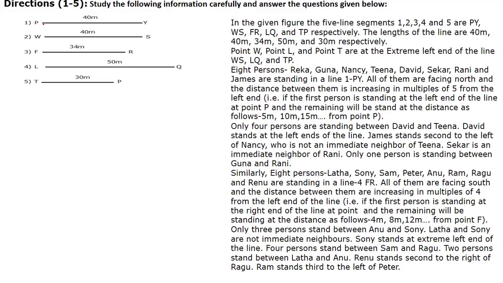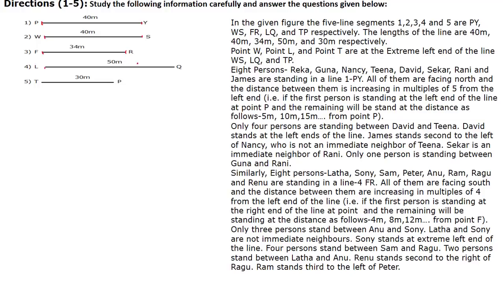The first line is PY. So this is point P and this would be point Y. So the distance between P and Y is 40 meters. The second line is W and S. So this is point W, this is point S. The distance between W and S is 40 meters. The next one is F and R. So the distance between F and R is 34 meters. So this is point F, this is point R.